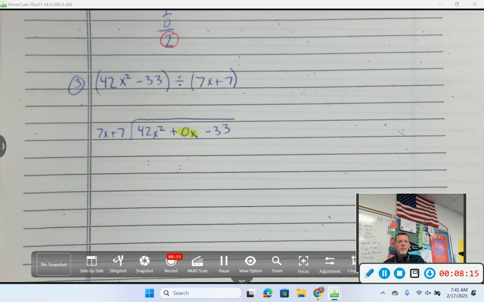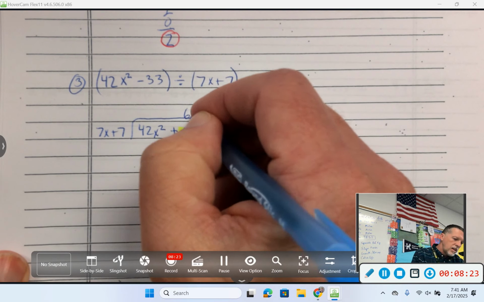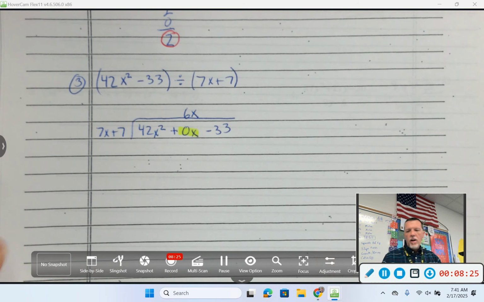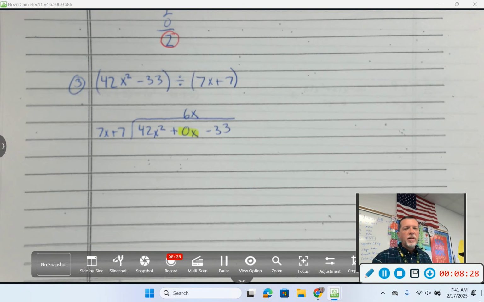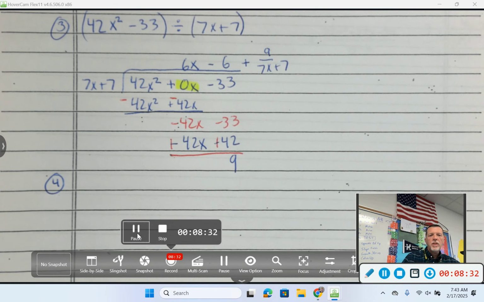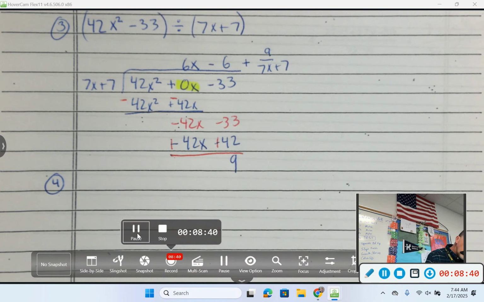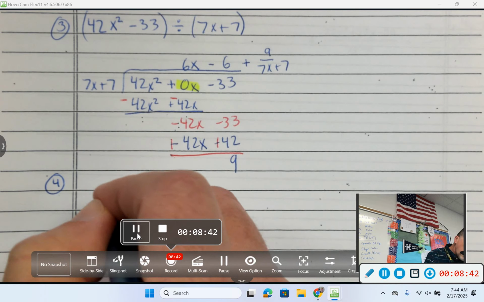Same process. What times 7x would get me to 42x squared? 6x. All right, why don't you see if you can finish it out from there? Let's do one more together. Then we'll send you on your way toward the assignment.